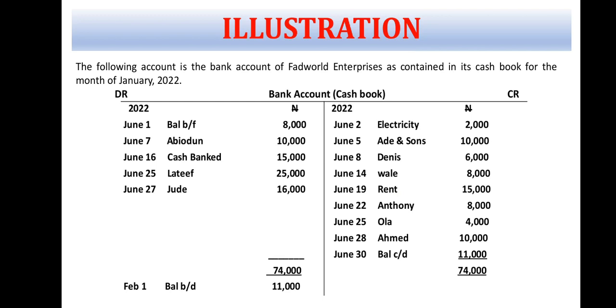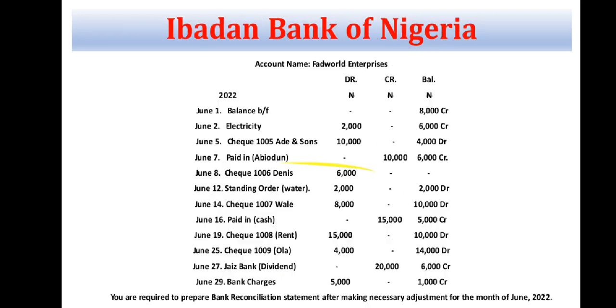Let's look at the bank statement. Under the bank statement, this is the statement presented by the Bank of Nigeria to Fadward Enterprises for the month of June. Let's look at it. At the end of the period, the balance in the bank statement is 1,000 naira, compared to the balance we had in the cash book.